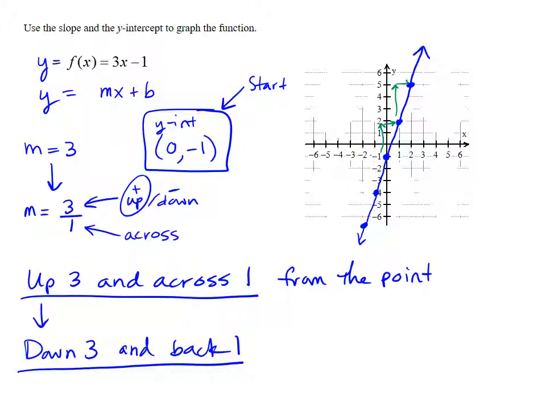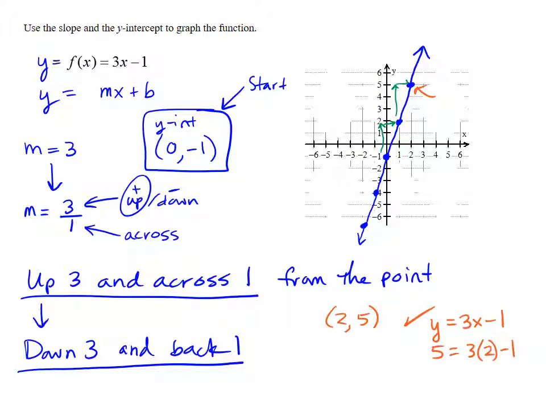It's a good idea to check yourself with these because you really are relying on yourself remembering to go up or down or across or back the right direction. So what I always recommend doing is taking one of the points you just found, for instance 2, 5, and doing a quick check. So if I check that in the original equation, just to make sure I didn't accidentally go up when I should have gone down or vice versa, if I put that into the equation, y equals 3x minus 1, the 5 would be y, the x would be 2.